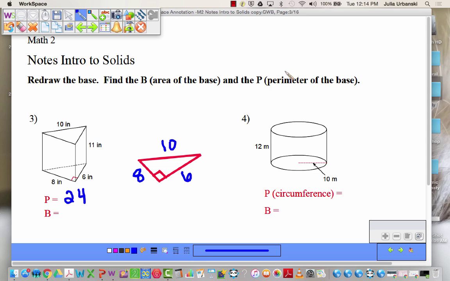Do you know how to get the perimeter? Add. Good. Do you multiply all of them or do you just add them? Look, for perimeter, you add all sides. Write that up at the top in case you forgot.